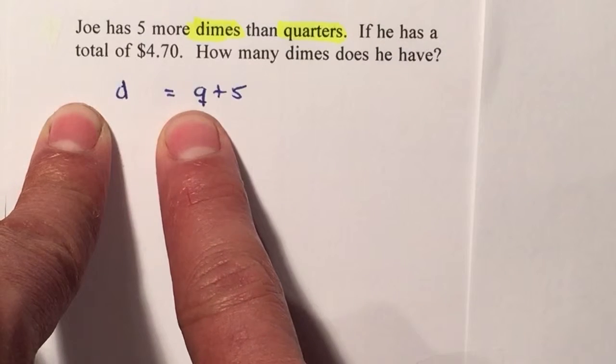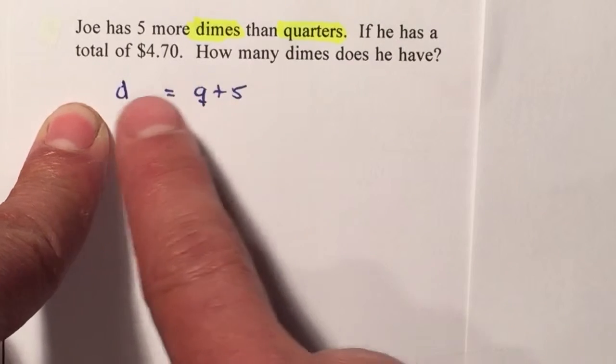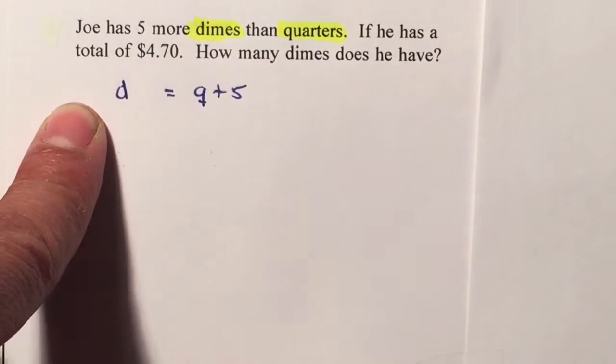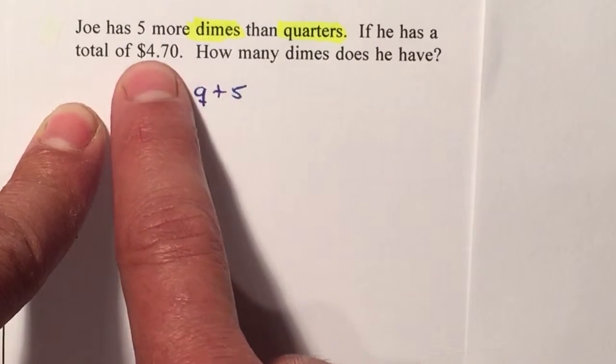Because if you have 10 quarters, it'll be 10 plus 5. That means that you have 15 dimes. 5 more dimes than quarters. The second equation will come from your total of money.